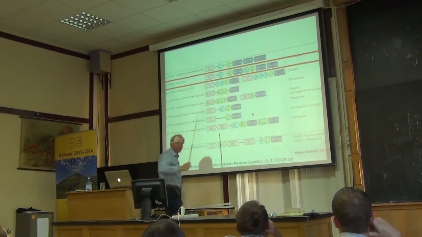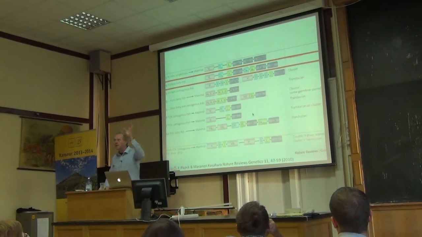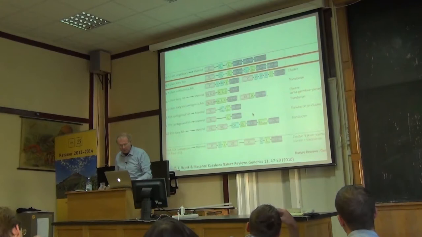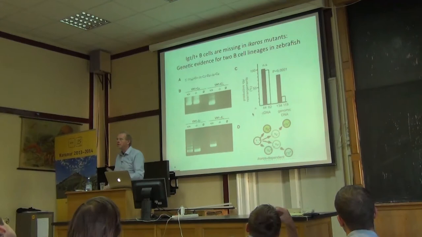And you might say, okay, this is just chance. When the recombination goes, it begins at the V and either uses this and goes to here, or it uses this and goes to there. And you might say, this is just chance. And I probably would have agreed with this until we had studied the phenotype of this fish mutant that had a mutation in this Ikaros transcription factor.